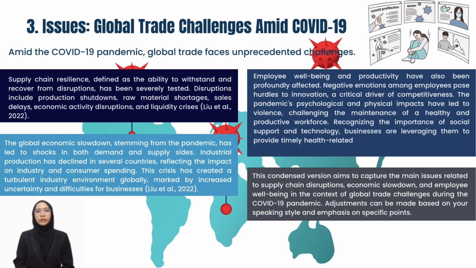The global economic slowdown stemming from the pandemic has led to shocks on both the demand and supply sides. Industrial production has declined in several countries, reflecting the impact on industry and consumer spending. This crisis has created a turbulent industry environment globally, marked by increased uncertainty and difficulties for businesses.